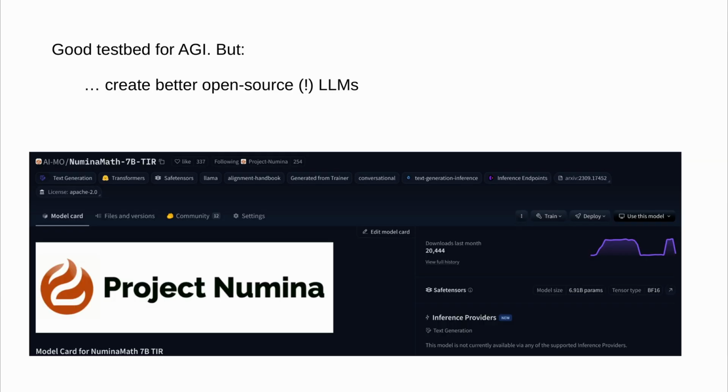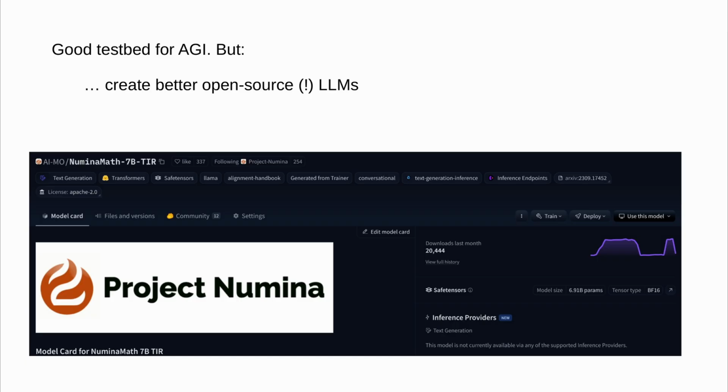And we can ask ourselves, okay, we have these competitions. They're currently evaluating language models on really, really hard mathematical problems, at least when it comes to proof difficulty. But what really is the benefit of running these types of competitions? And one immediate benefit is they incentivize creating better open source language models. And in the case of Project Numina, they released the 7 billion tool integrated reasoning model.